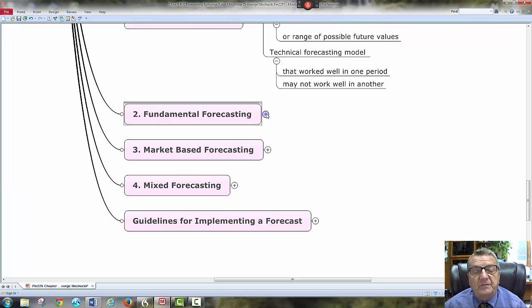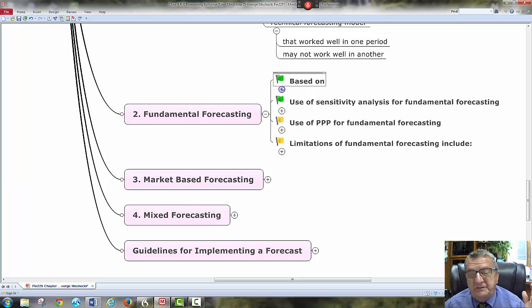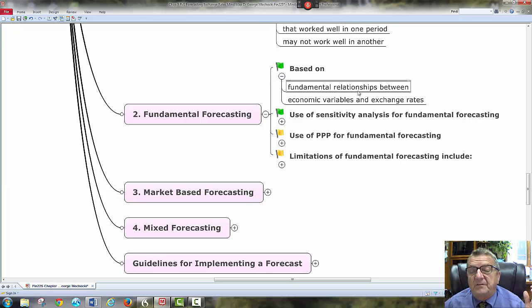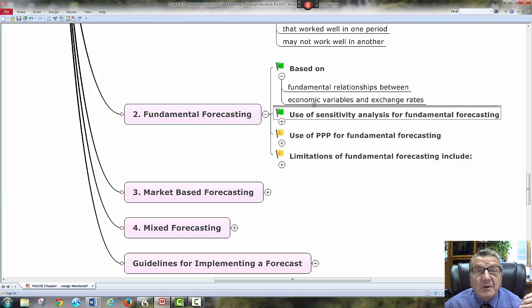Okay, now fundamental forecasting. Okay, I got a green flag. These are good. Based on what? Fundamental relationships between economic variables and the exchange rate. What other variables happen? The inflation. What about unemployment? What other economic variables were out there?